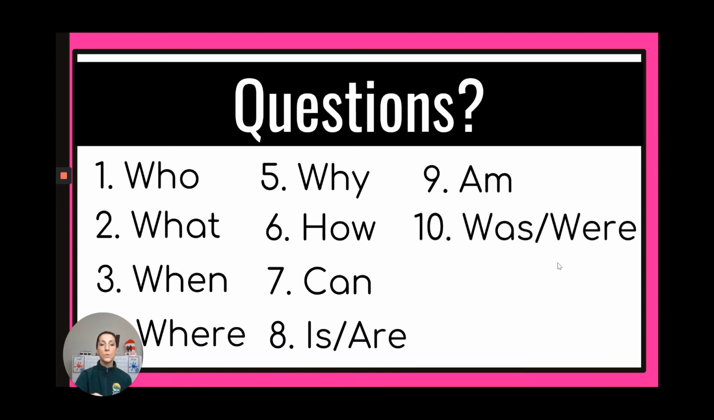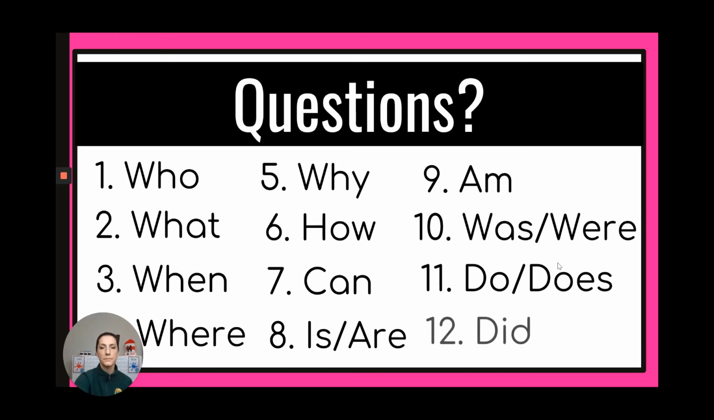Okay, was or were. This would be the same as is or are, but in the past tense because they're all the verb to be, right? So was he at the park yesterday? Were they at the park yesterday? Do or does. Do you like ice cream? Does he like ice cream? And did. Did he like the ice cream he ate yesterday?